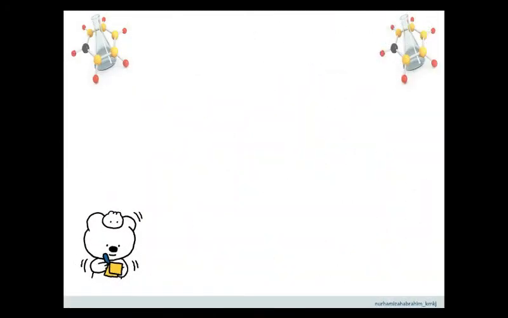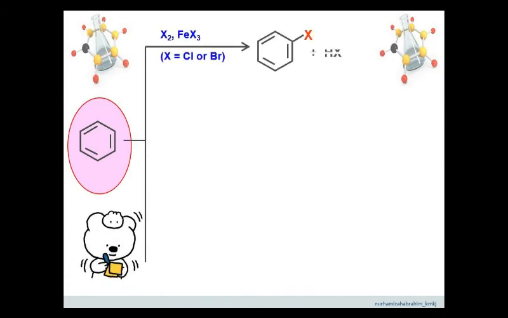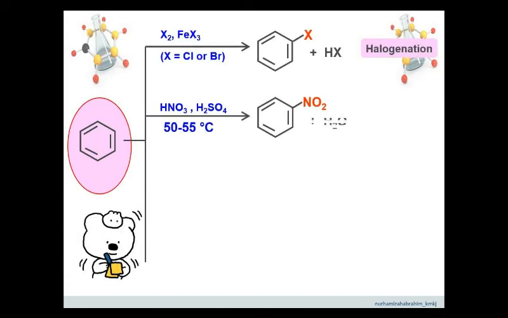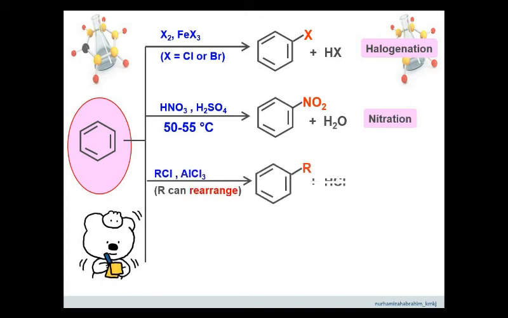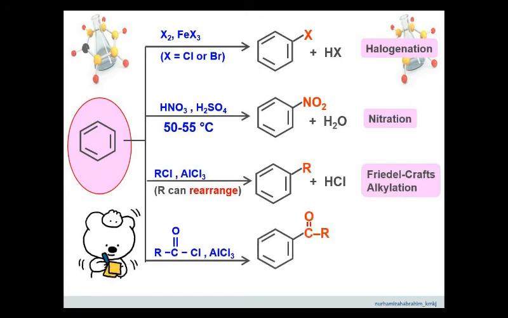So this is the summary for electrophilic aromatic substitution of benzene. Note that only one hydrogen atom from the benzene is substituted with an atom or group for each reaction. You also need to remember the conditions for each reaction to occur.